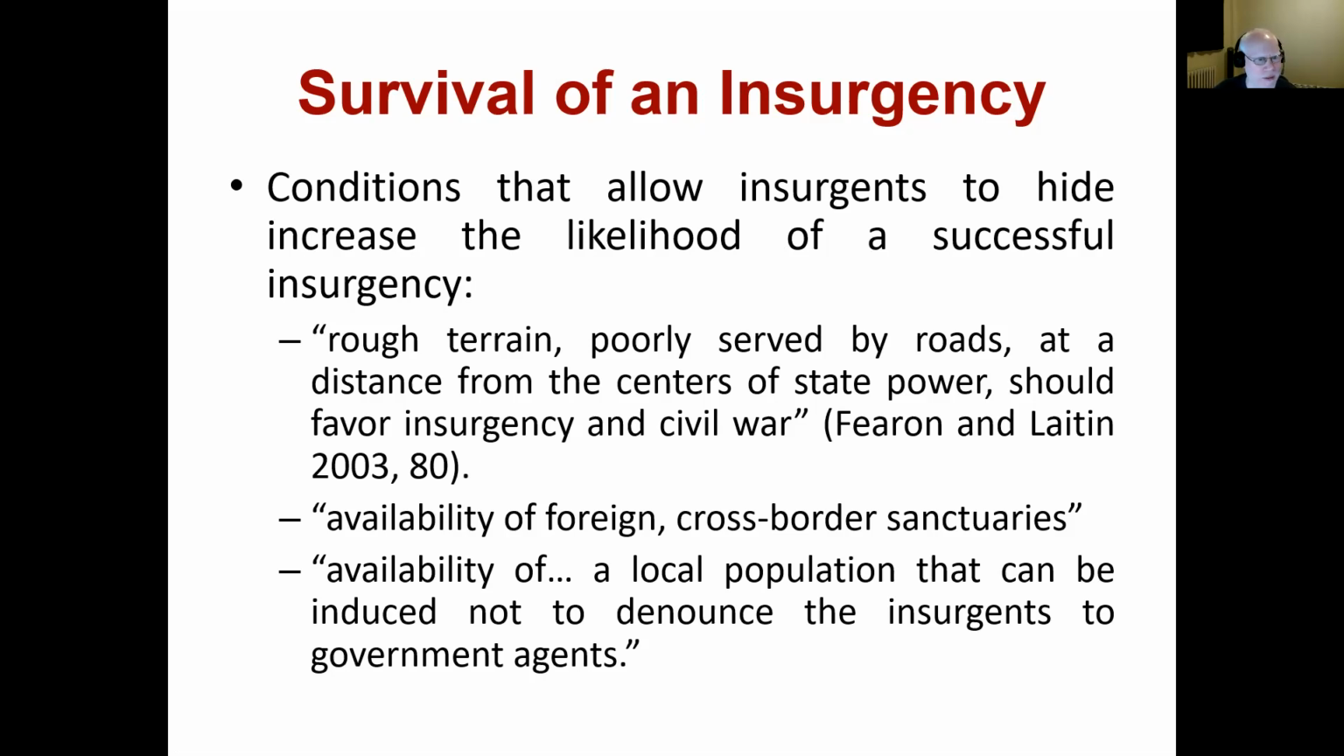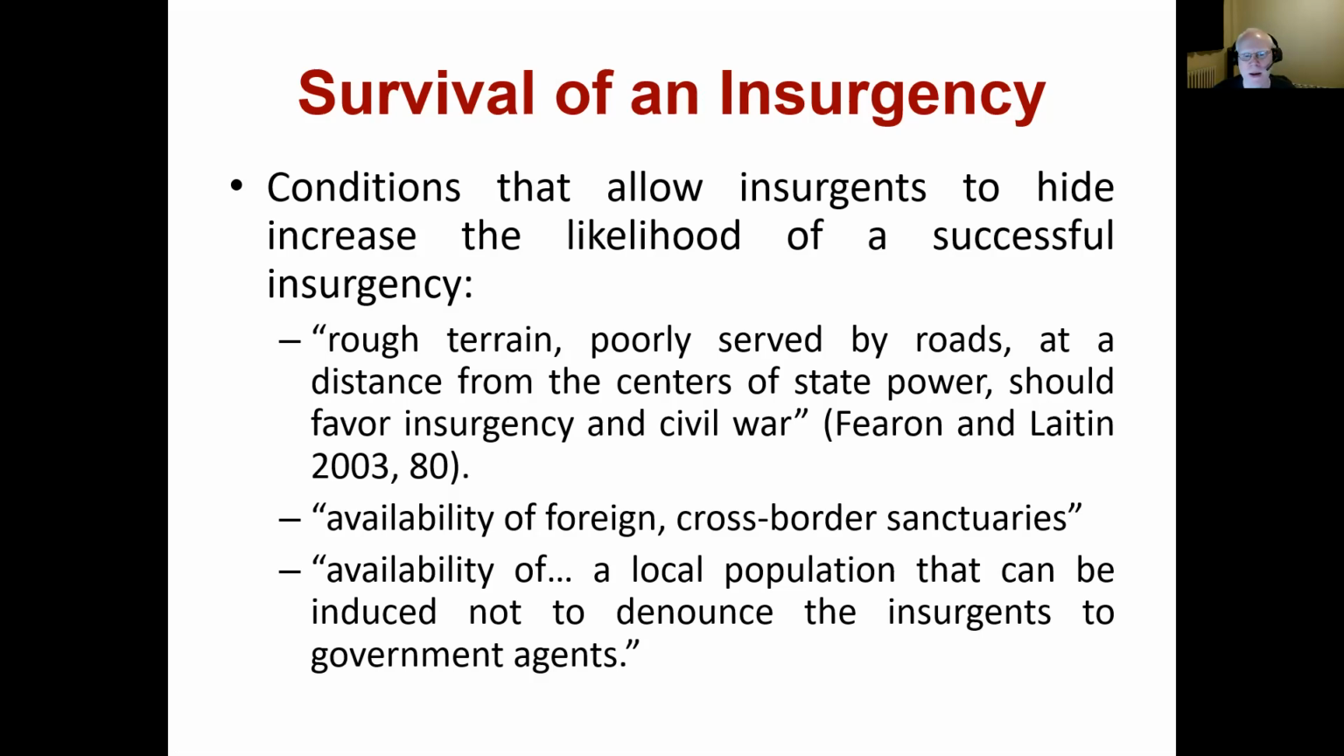Conditions that favor the ability to hide include things like rough terrain, poorly served by roads, at a distance from centers of state power. These should favor insurgency in civil war. So if it's a remote region, particularly one with rough terrain that's difficult to access, without a good road network in the area, and far from military bases or centers of government power, these favor groups being able to hide and not be accessed by the government.